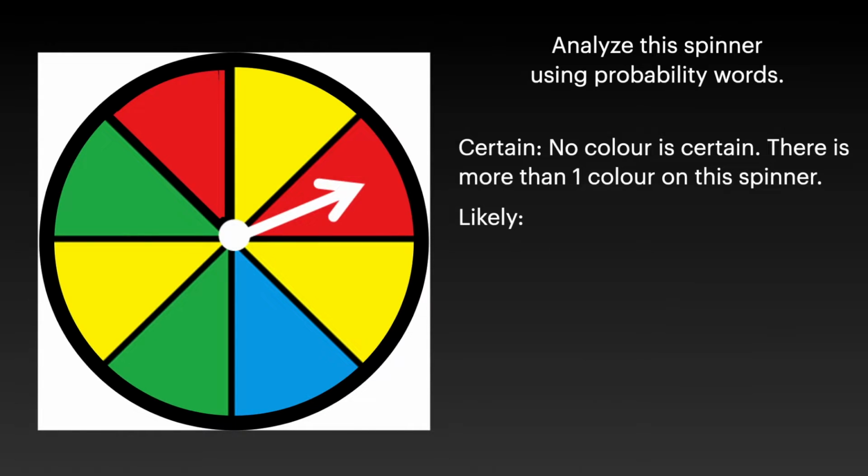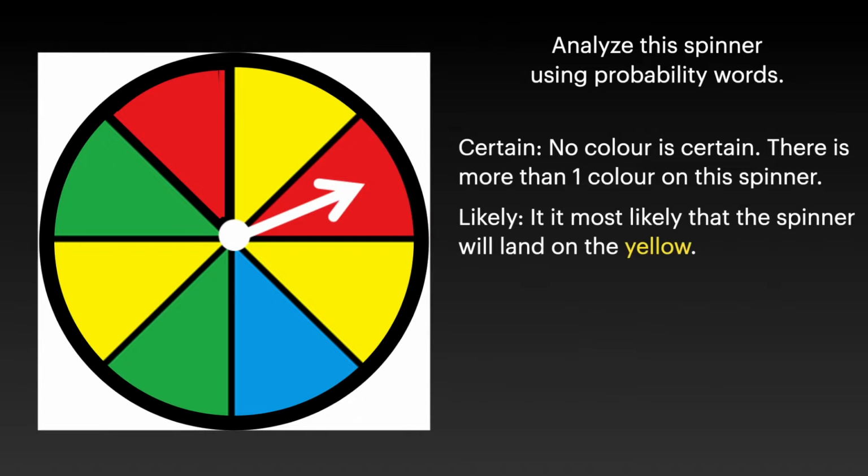Let's move on to likely. If I were to spin this spinner, which color would I be most likely to land on? I can answer this question by seeing which color is on the spinner most. As you can see, there are 3 yellow spaces on this spinner. Yellow appears the most on the spinner, so it is most likely that the spinner will land on the yellow space.